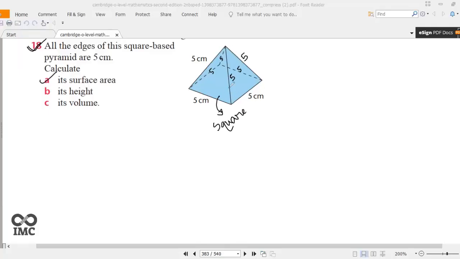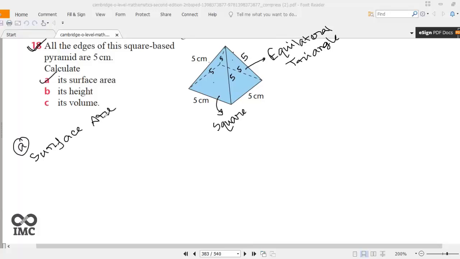If you look at the triangles, how many triangles are there? 4 triangles: 1, 2, 3, 4. Each triangle represents an equilateral triangle. If we want to find the surface area, we need to find the area of the square, that is the base, and 4 equilateral triangles. So surface area will be the area of the square plus the area of the triangles.